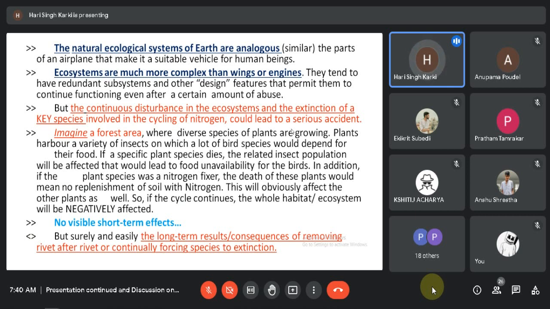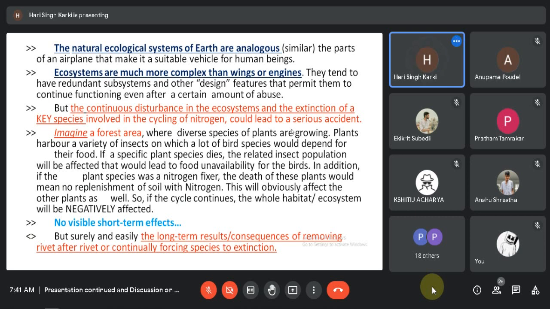But the case is the continuous disturbance in the ecosystems and the extinction of a key species, as we discussed earlier. If the extinction of a key species involved in the cycling of nitrogen, suppose, happens, that could lead to a serious accident. Imagine a forest area where diverse species of plants are growing. Plants harbor a variety of insects on which a lot of bird species depend for their food. If a specific plant species dies, the related insect population will be affected, and that will lead to food unavailability for the birds. So one's dependency is on the other.